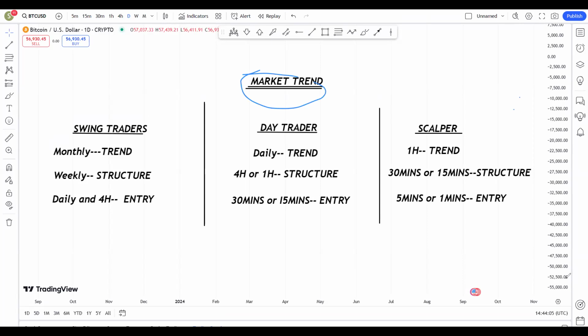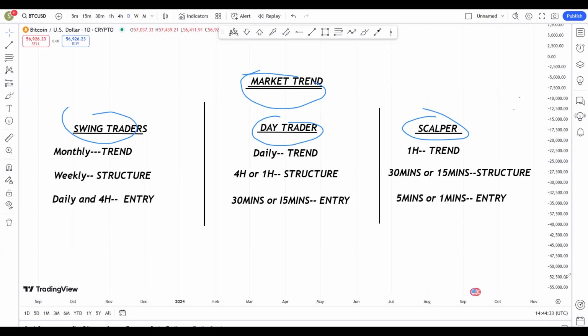But before then, I actually want to bring this to us, which is the types of traders we have. We have three types of traders: the swing trader, the day traders, and then the scalpers. And now these traders actually have the time frames they use in trading. Each trader has the time frame they use in trading.